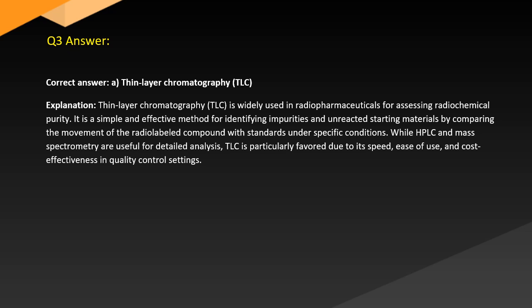Question. In light of recent developments in radiopharmaceutical quality control, which of the following techniques is most commonly used to test for radiochemical purity in a radiopharmaceutical? A. Thin layer chromatography, TLC. B. High-performance liquid chromatography, HPLC. C. Mass spectrometry, MS. D. Gamma spectrometry.